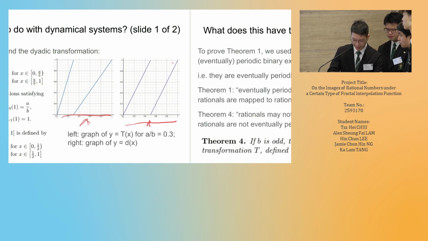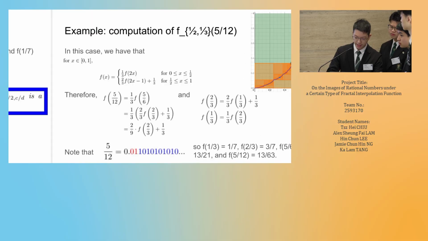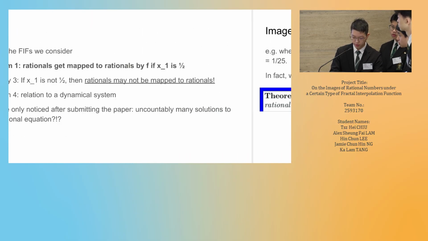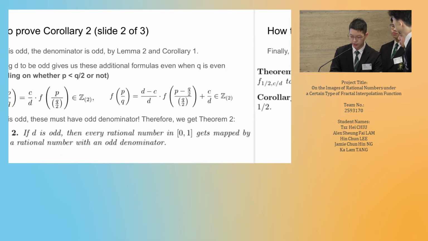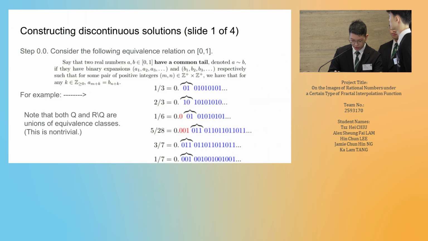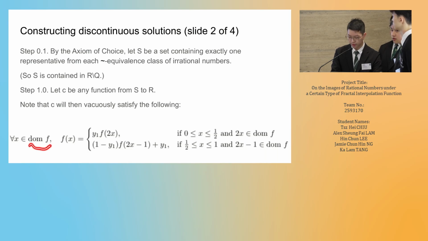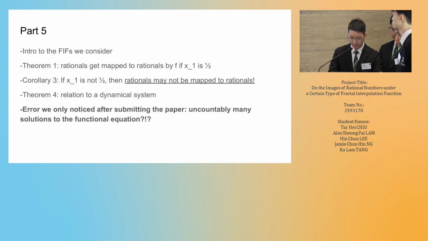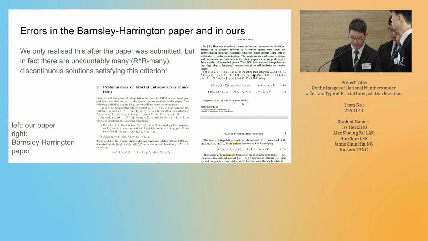Yeah. And lastly, I'd actually like to mention a slight error, which turns out to have an interesting consequence. So at the start, I mentioned that there is a certain functional equation that characterizes FIFs, right? So that equation can be seen here, but instead of the domain of F, we can put the closed unit interval. So this is an equivalent characterization for the FIF. So I said that there is one unique bounded solution, but it turns out that if we don't assume boundedness, then we can actually construct uncountably many discontinuous solutions. And we only realized this after the paper was submitted.